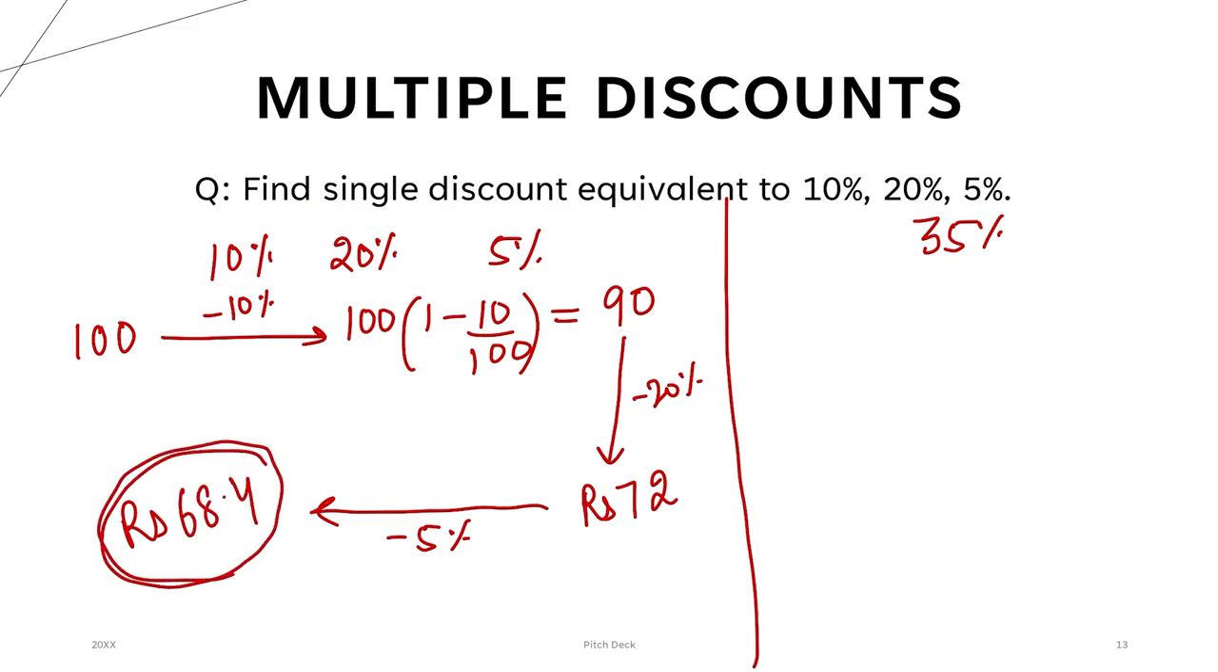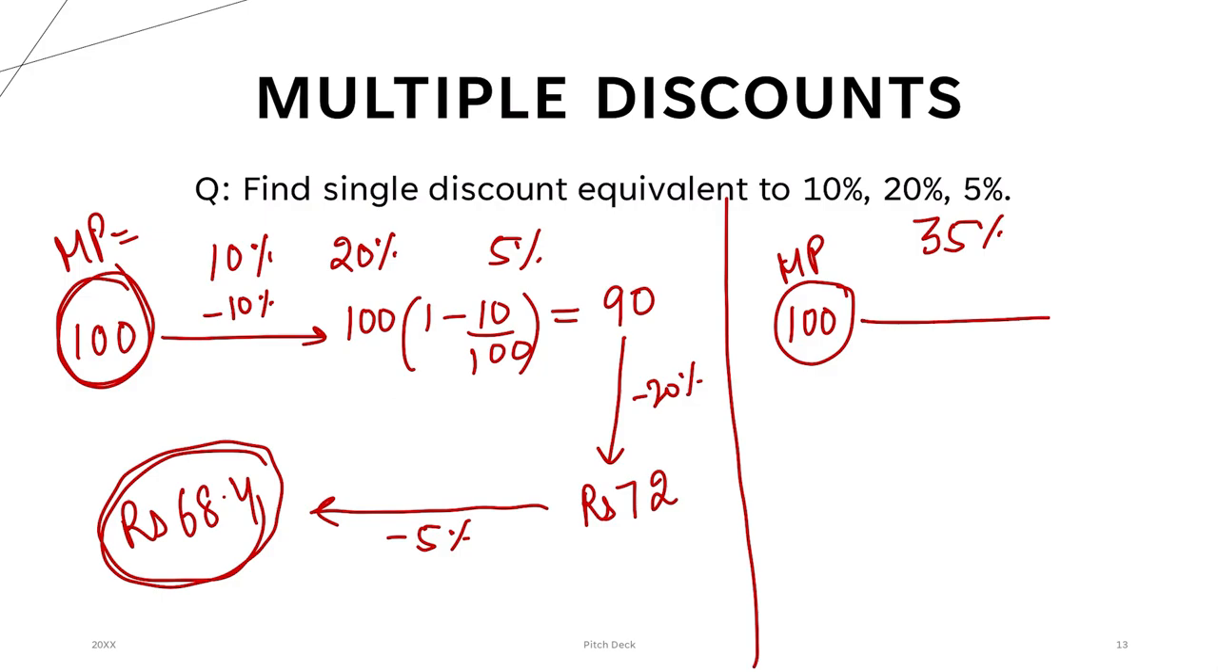So after three discounts of 10%, 20%, 5%, whatever was marked as 100 rupees, as a customer you will get it for 68.4 rupees. The other scenario, the price was marked at 100 rupees. He is giving a single discount of 35%. So here you will get 65 rupees. 100 minus 35% is 65 rupees. Now, which will you prefer?